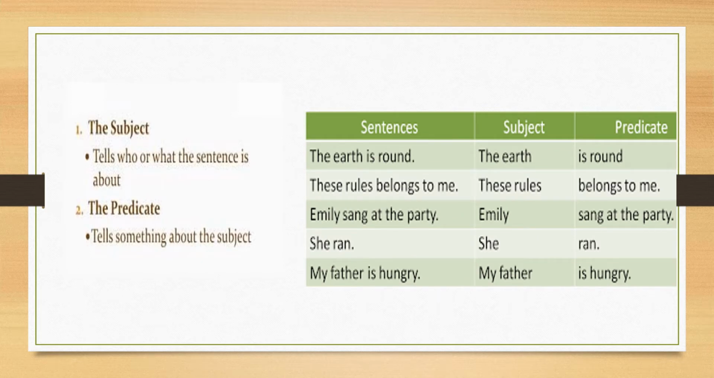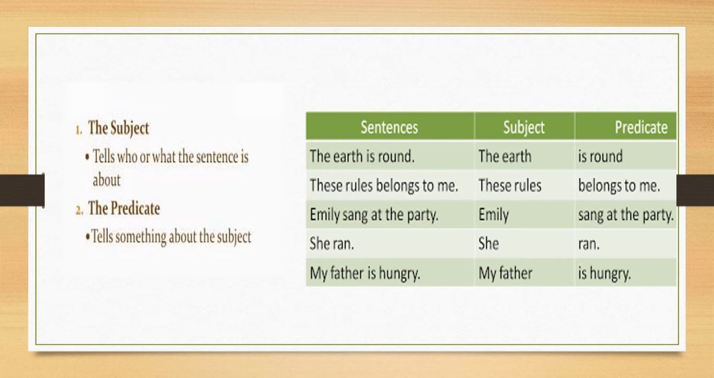Let's understand the subject and the predicate better with some examples. See the examples that are given in the tabular form. What is the first sentence? The earth is round. What is round here? About what are we speaking? We are speaking about the earth. So, the earth becomes the subject. Is round is telling about the subject. So, this becomes the predicate.